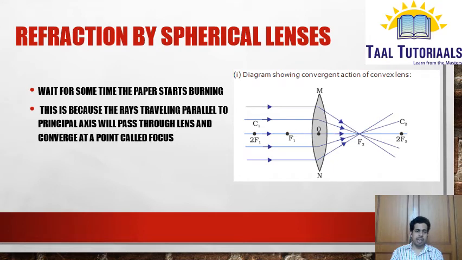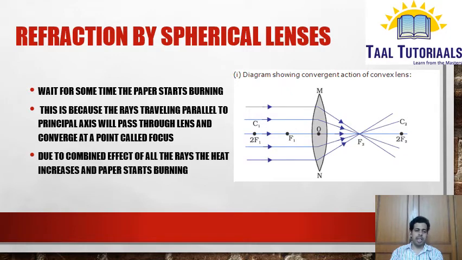This is because the rays traveling parallel to the principal axis will pass through the lens and converge at a point called the focus. So all of them will converge. What is meant by converge? All the rays are coming and meeting. Converging means meeting. That point is called the focus. Due to the combined effect of all these rays, the heat increases and the paper starts burning.